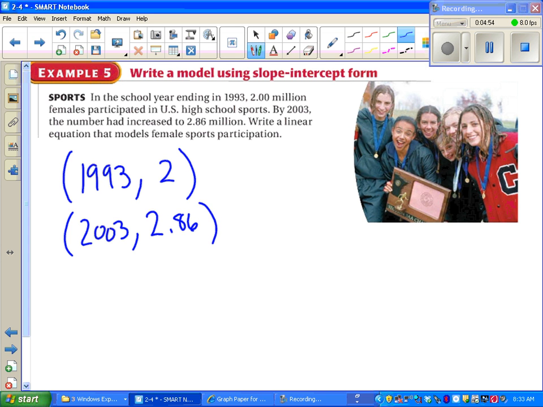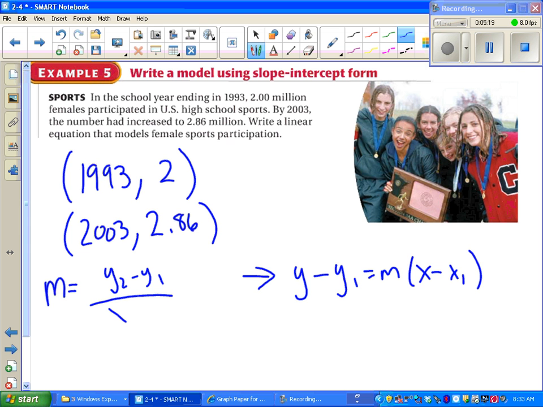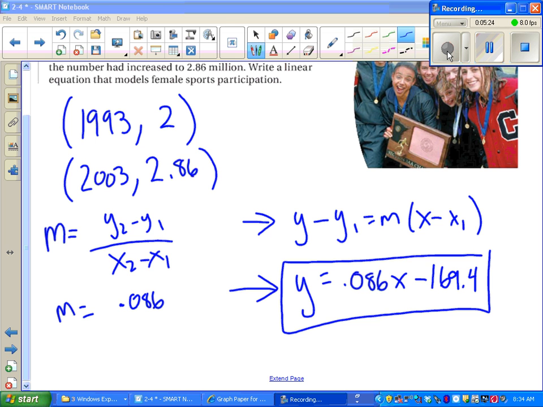We're supposed to write a linear equation that models female sports participation. To do that, we'll need a slope. We know how to find slope at this point. Once we have a slope, we can use our point-slope formula. We get our equation at this point. It's always good to think about what it really means.